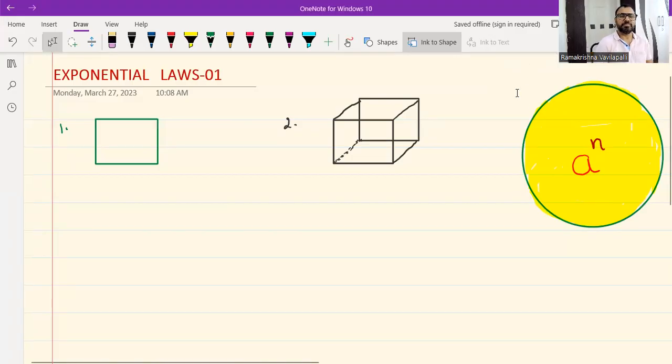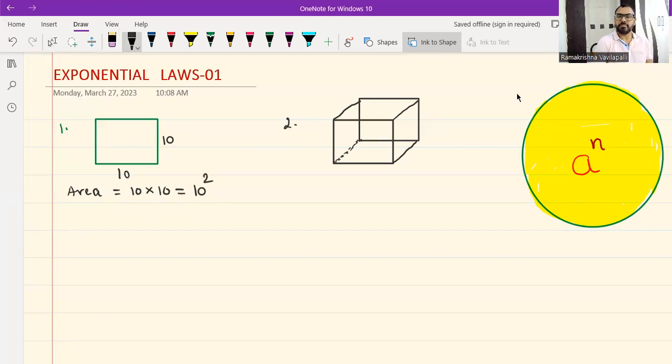So here you see, suppose you take a square of side length, let us assume 10 units. So then we write that area of this square equal to 10 into 10. So instead of writing 10 into 10 two times, simply we write this as 10 square. So we read it as 10 squared or 10 to the power 2.